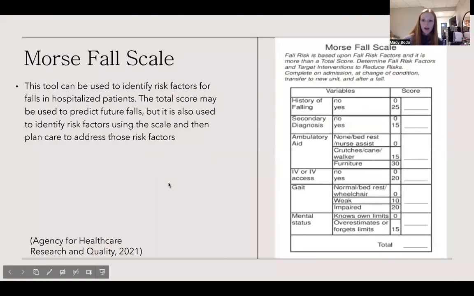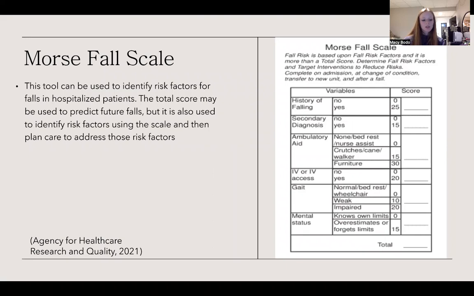So, the last tool that I will be talking about is the Morse Fall Scale. This tool can be utilized to identify risk factors for falls in hospitalized patients. The total score may be used to predict future falls, but it is also used to identify risk factors using the scale and then plan of care to address those risk factors. The targeted population for this tool is any patient in a care setting, whether that be acute care, long-term care, outpatient, etc. This would also be the places that this tool would be implemented.